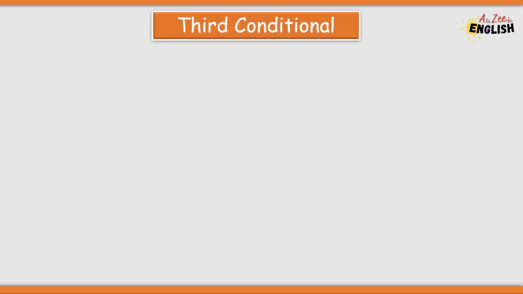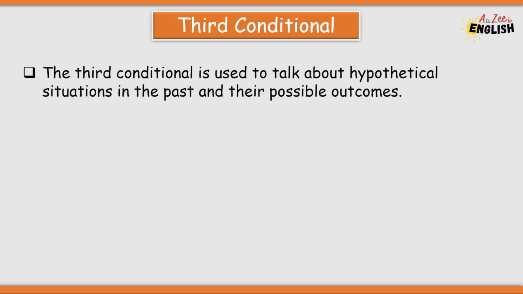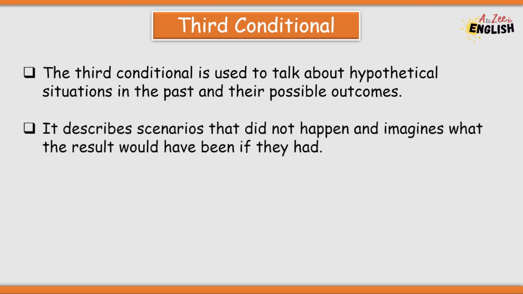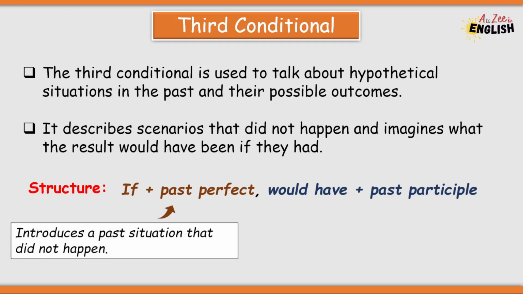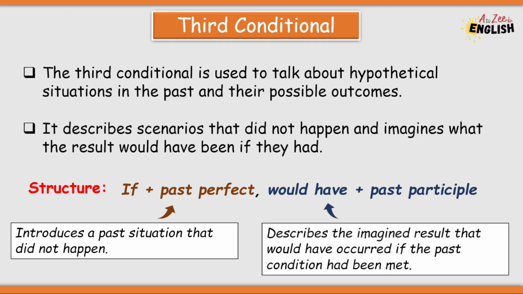Third conditional. The third conditional is used to talk about hypothetical situations in the past and their possible outcomes. It describes scenarios that did not happen and imagines what the result would have been if they had. The structure is if plus past perfect, and the result clause is would have plus past participle. If plus past perfect introduces a past situation that did not happen, and this describes the imagined result that would have occurred if the past conditions had been met.